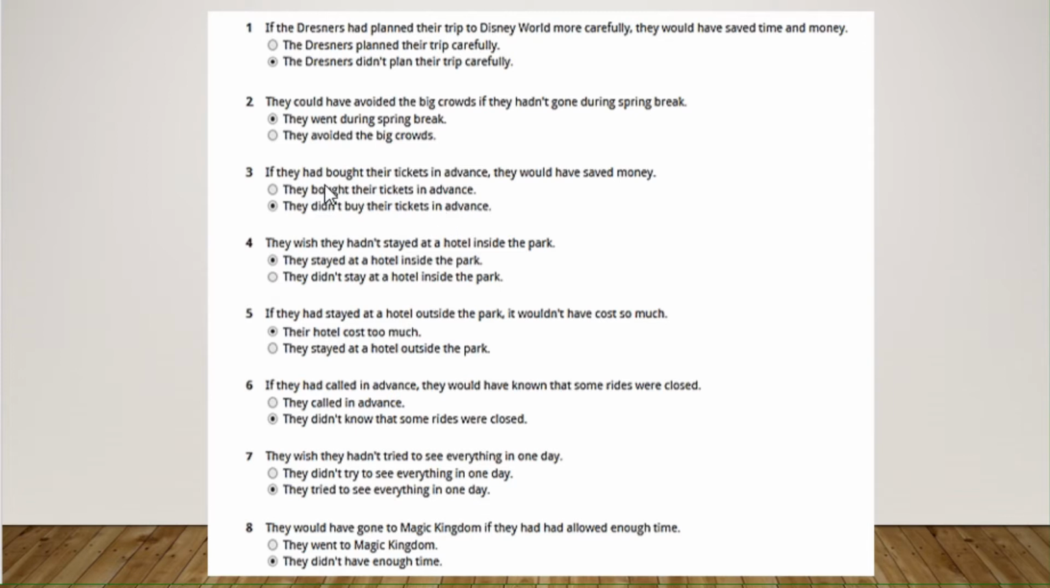For example, let's look at number 3. If they had bought their tickets in advance, they would have saved money. Analyzing this, when you use would and the base form, you are saying something that is not true. This is just a hypothetical situation. They would have saved money. It means that they didn't save money. If they had bought their tickets in advance, it means that they didn't do it.